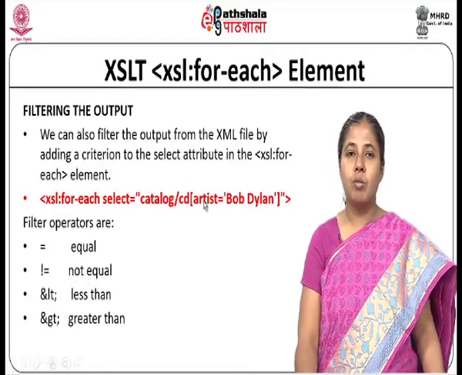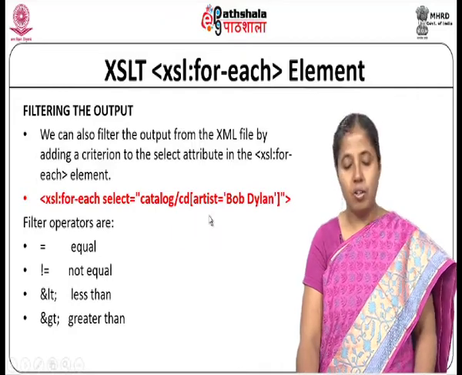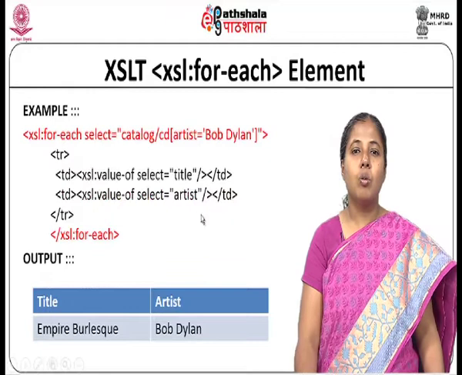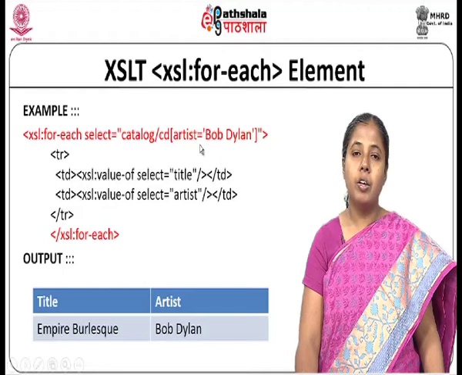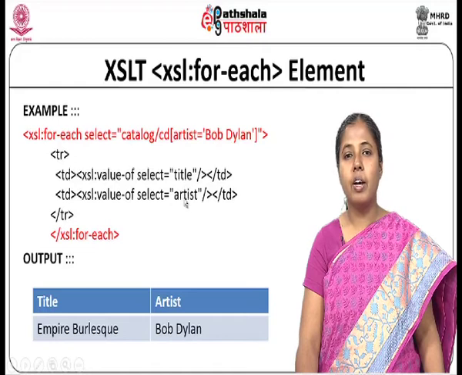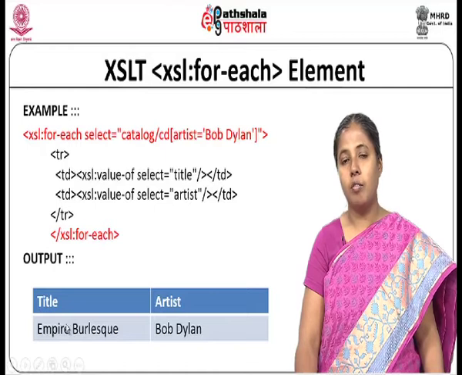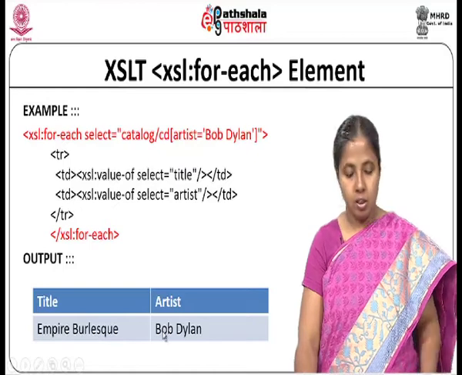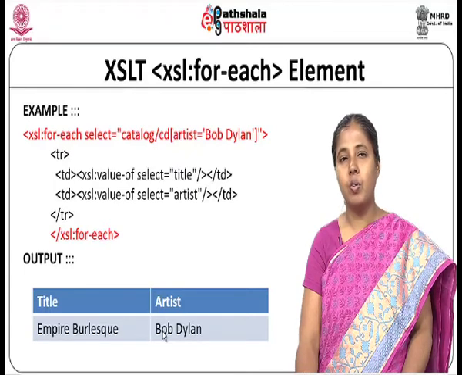So, you write the predicates within square brackets, you set this condition, and you retrieve only those elements which satisfy it. Now you can see the output. You try to retrieve all the elements, but the name of the artist of the CD element should be this person. Only if so, it retrieves the title and the artist. There is only one XML record that holds this artist name, so it retrieves that title and artist. This is how you make use of predicates with for-each, or within the select attribute with an XPath expression.